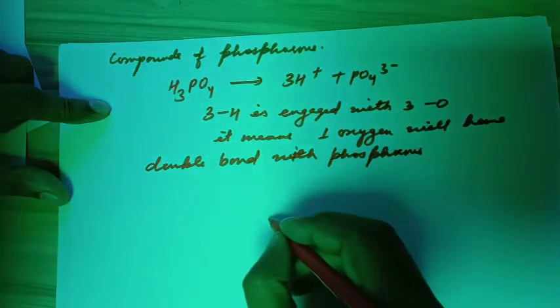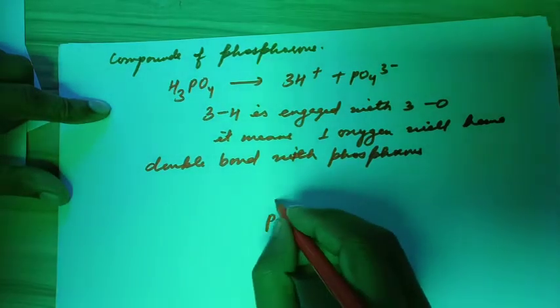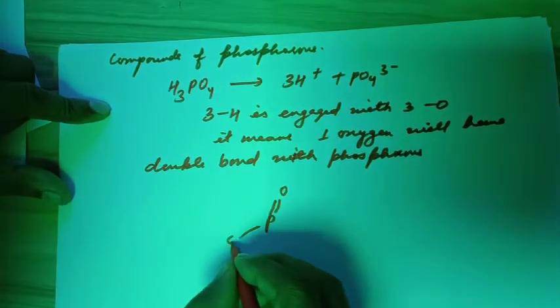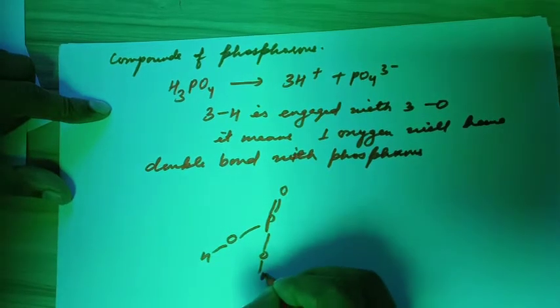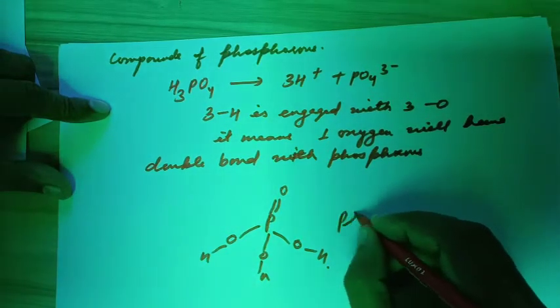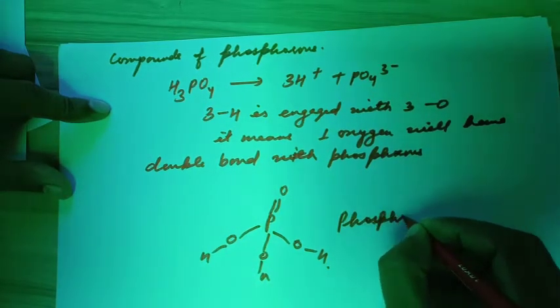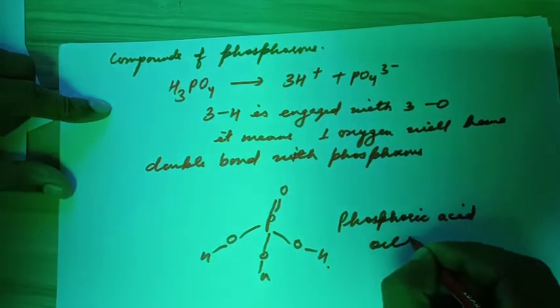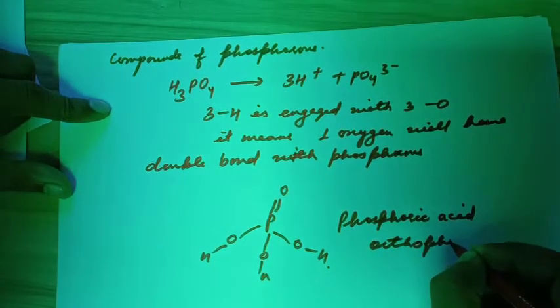So we can say draw phosphorus, take a double bond with this. Now the others will be engaged with oxygen and hydrogen. So this will be like this. In this way, orthophosphoric acid or phosphoric acid can be drawn. This is phosphoric acid or orthophosphoric acid.